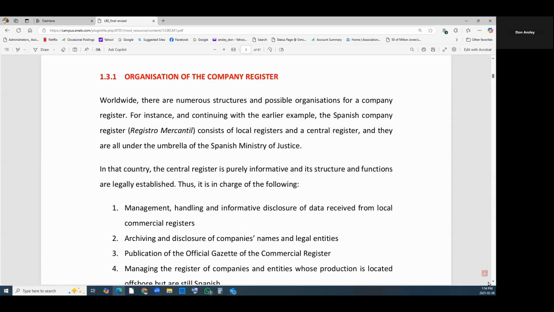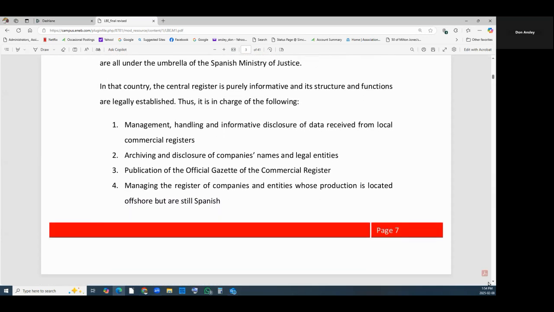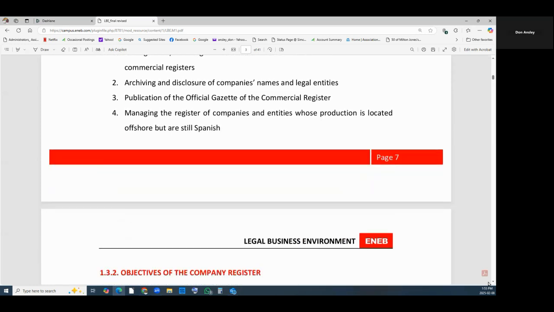Thus, it is in charge of the following: the management, handling, and informative disclosure of data received from the local commercial registers, archiving and disclosing the company's name and legal entities, publication of the official gazette of the commercial registry, and managing the register of companies and entities whose production is located offshore but are still considered Spanish.